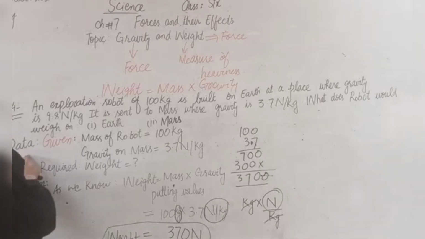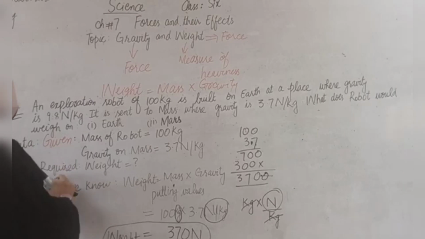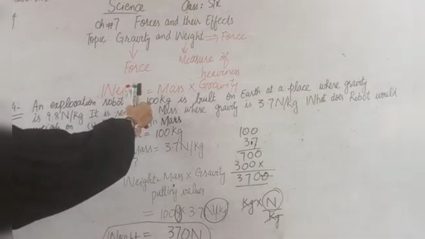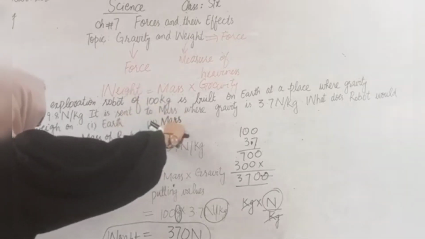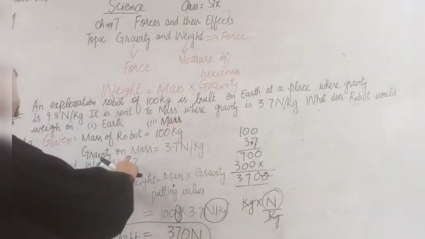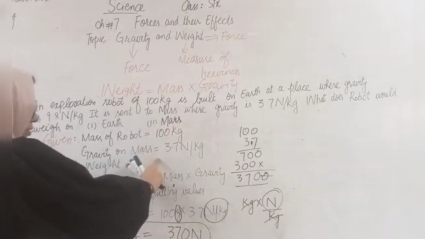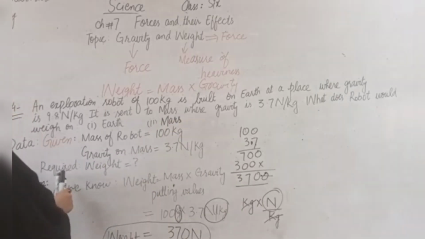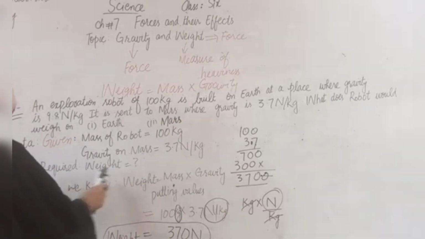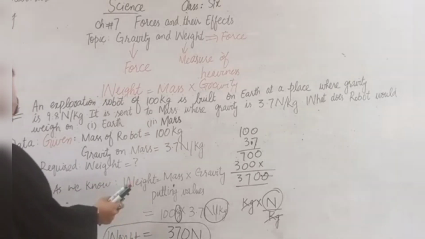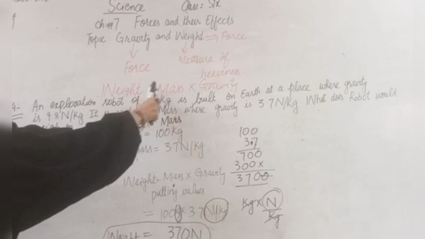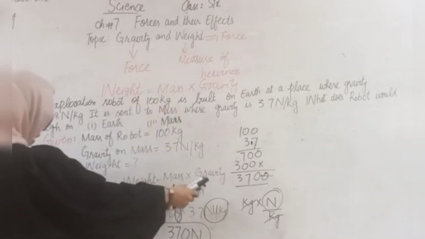We will first write the data. You know that data has two parts, given and required. We will first write the given things. We had given mass and gravity. We are doing the question on Mars, so we have chosen the gravity on Mars. Fine. And in required, we have to find the weight. Then in the solution, you know that we have to use the relation that weight is equal to mass into gravity.